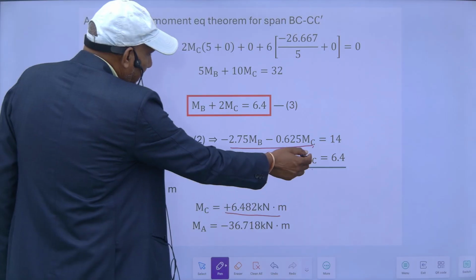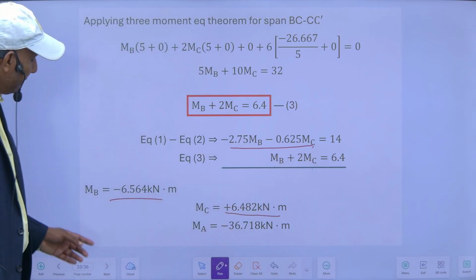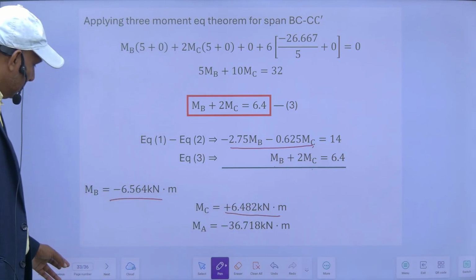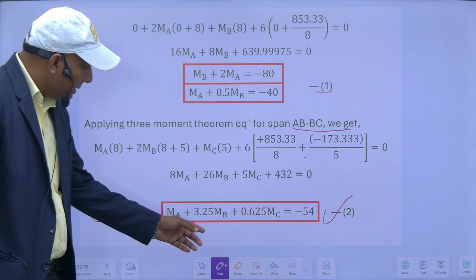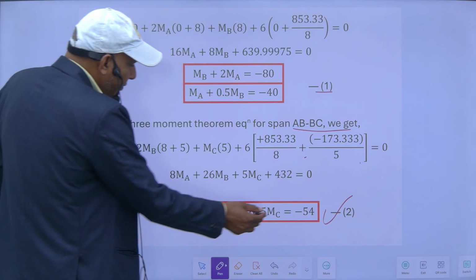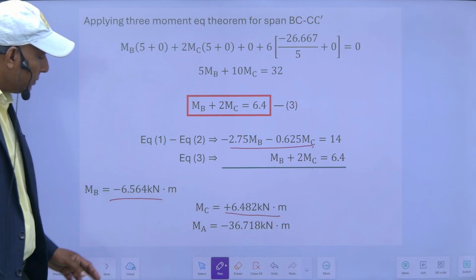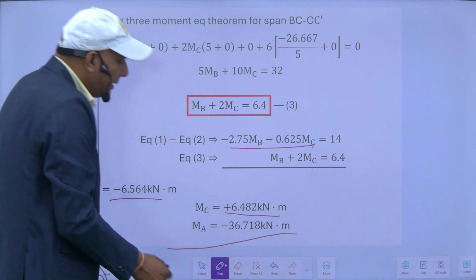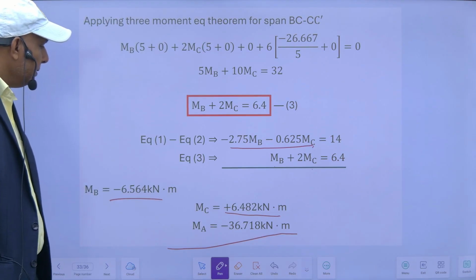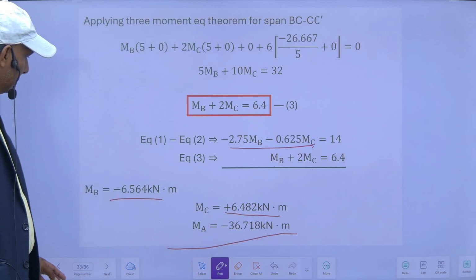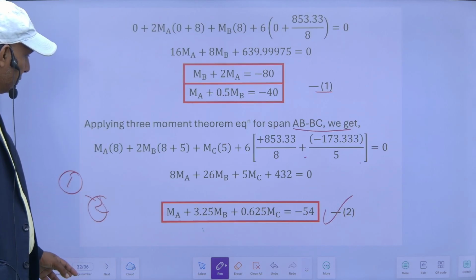So with this I will get mc, and by putting the value of mb and mc in this equation, I will get ma, and ma will be equal to this one, minus 36.78718 kilonewton meter. So these are my moments.